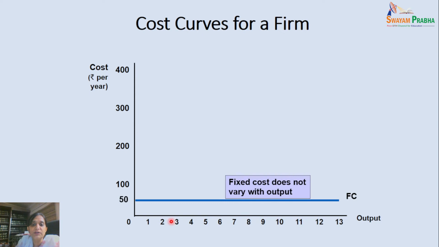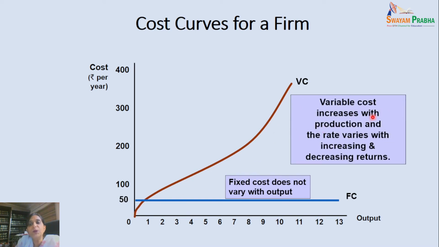Then we see total variable cost. What is happening to variable cost? It is rising, starting from 0 and then rising. So variable cost increases with production and the rate varies with increasing and decreasing returns, which we did in your production analysis. So first variable cost will rise at a diminishing rate and then it will rise at an increasing rate.